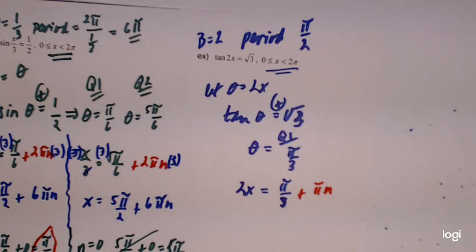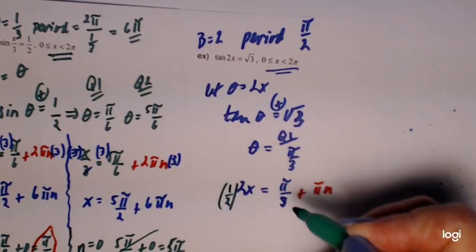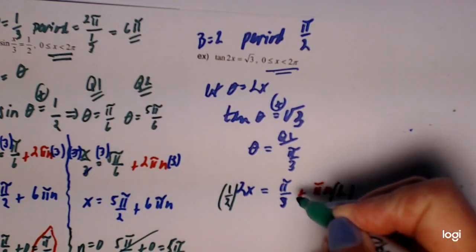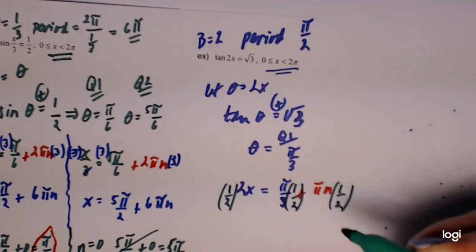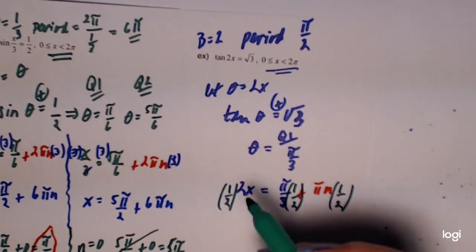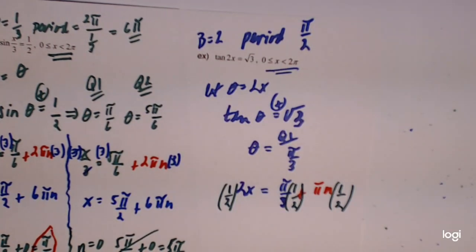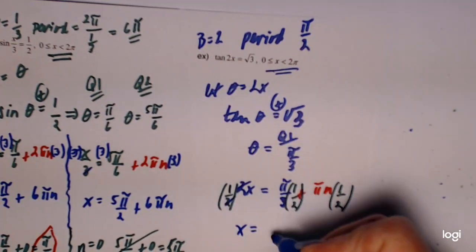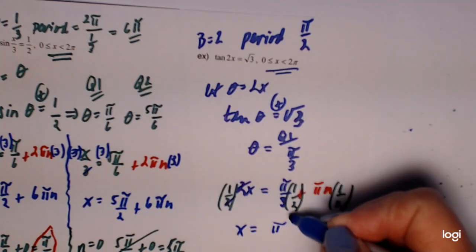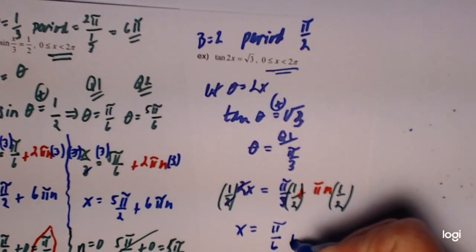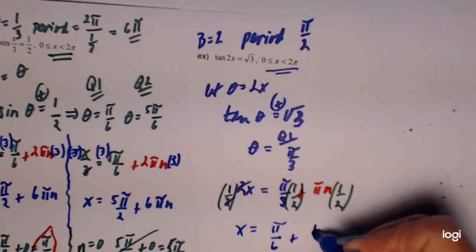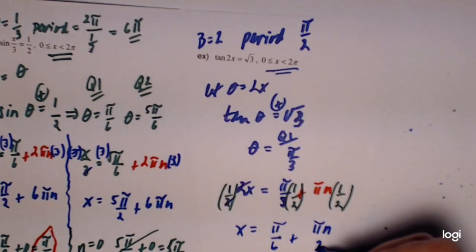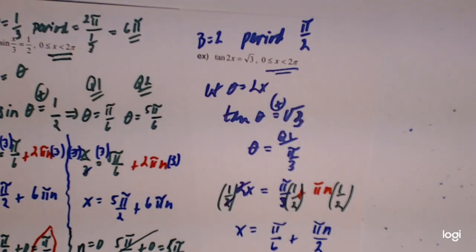So to solve this, to solve for x, we have to divide everything by 2, or another way to say divide by 2 is multiply everything by 1/2. You can do it either way, whichever will give you the right answer. So here, 1/2 times 2x, these cancel as we wanted, and we have x equals, and now here we have pi over 3 times 2 is 6, and then here we have pi n over 2, or pi over 2 times n.